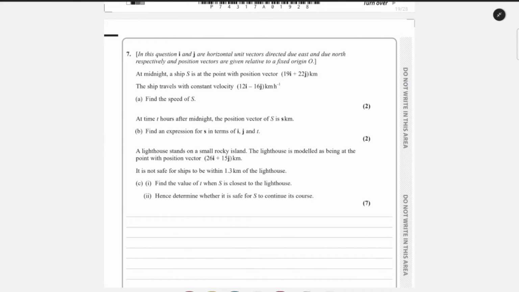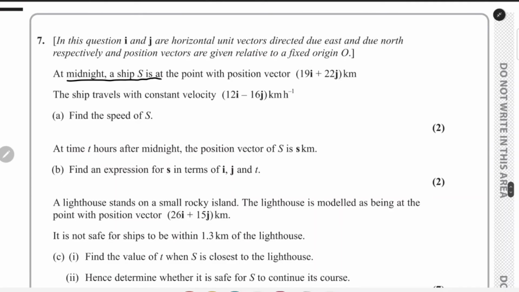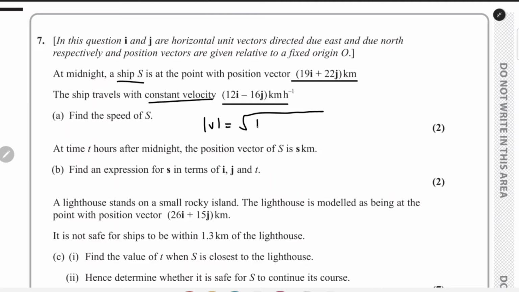Now to question 7. This is a question about vectors. At midnight, ship S is at the point 19i plus 22j, and it has a velocity of 12i minus 16j. In part A we have to find the speed, so the magnitude of the velocity. This will simply be root over 12 square plus 16 square. So the speed is 20 meters per second.